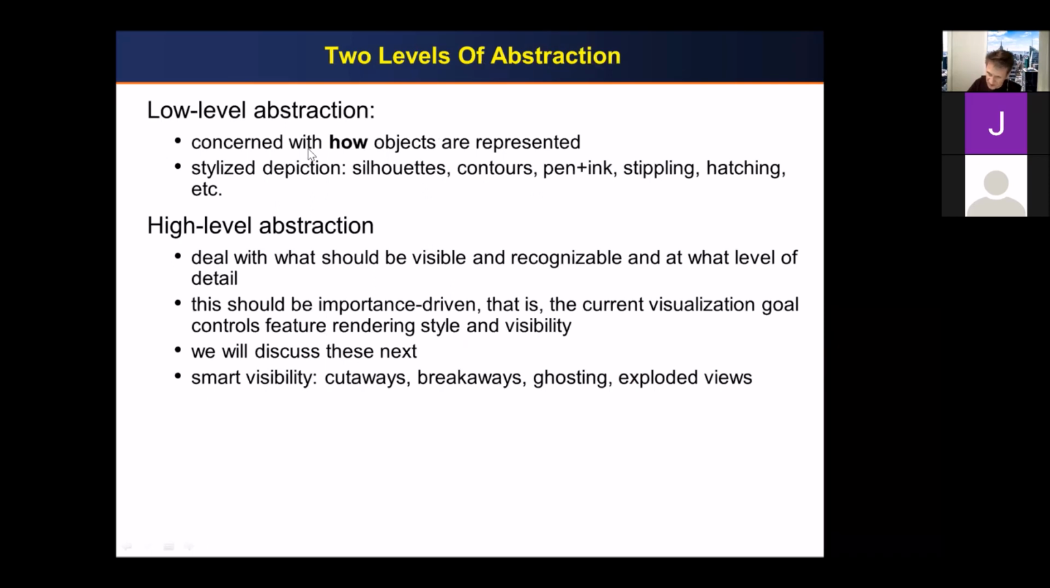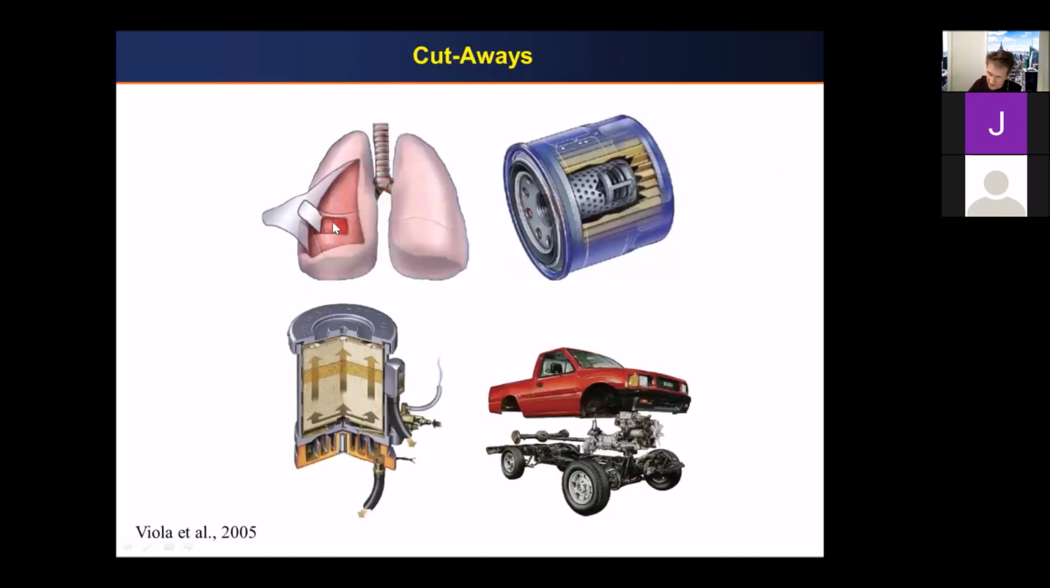Low-level is how things are depicted: silhouettes, contours, pen and ink, stippling, hatching, and all these things. What I showed you before, right? Basically how the object looks. And high-level abstraction is now stripping away certain things and enhancing certain things in an importance-driven way. Okay, so here are some examples of this.